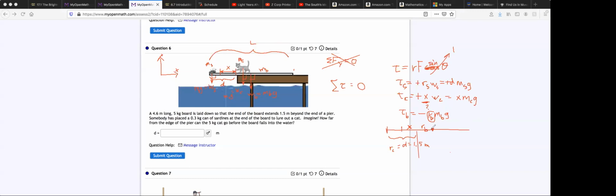So we can take half of this length here, and we can subtract off the difference here. The difference is this 1.5 meters, right? So we take RB and we subtract off R of the sardines, or the distance here, 1.5. So that ends up being the length of the board minus R of the sardines.